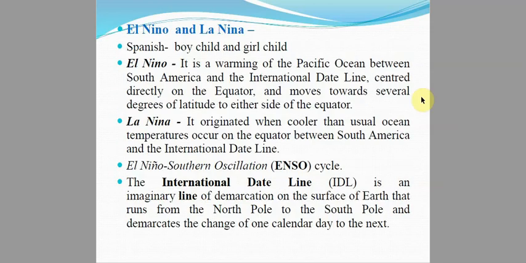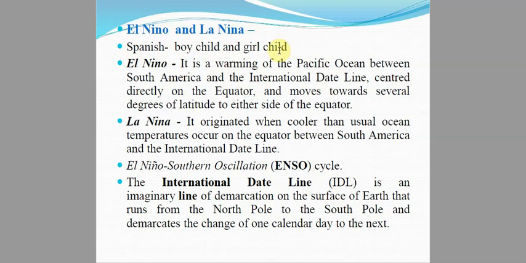Last slide in this lecture. In this slide we will be seeing concepts related to El Nino and La Nina. You might have heard these words in topics related to global warming. So what does this exactly mean? These are the Spanish words for boy child and girl child. El Nino means boy child and La Nina means girl child.